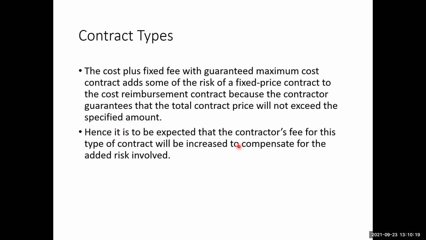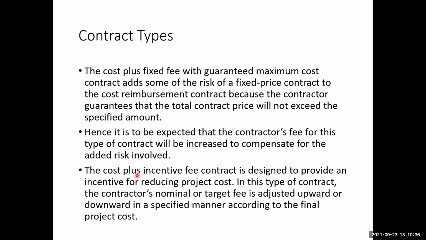So hence it is to be expected that the contractor's fee for this type of contract will be increased to compensate for the added risk involved. So the cost plus incentive fee contract is designed to provide an incentive for reducing the project cost. In this type of contract, the contractor's nominal or target fee is adjusted upward or downward in a specified manner according to the final project cost.